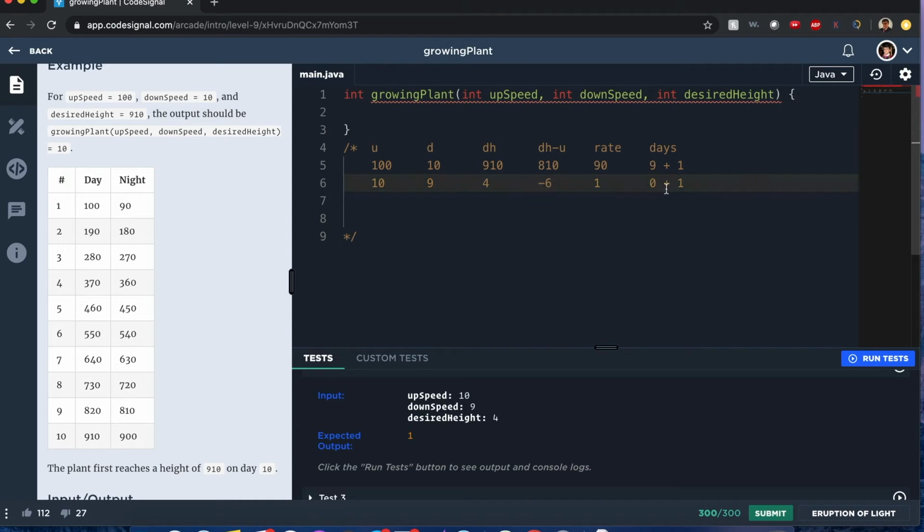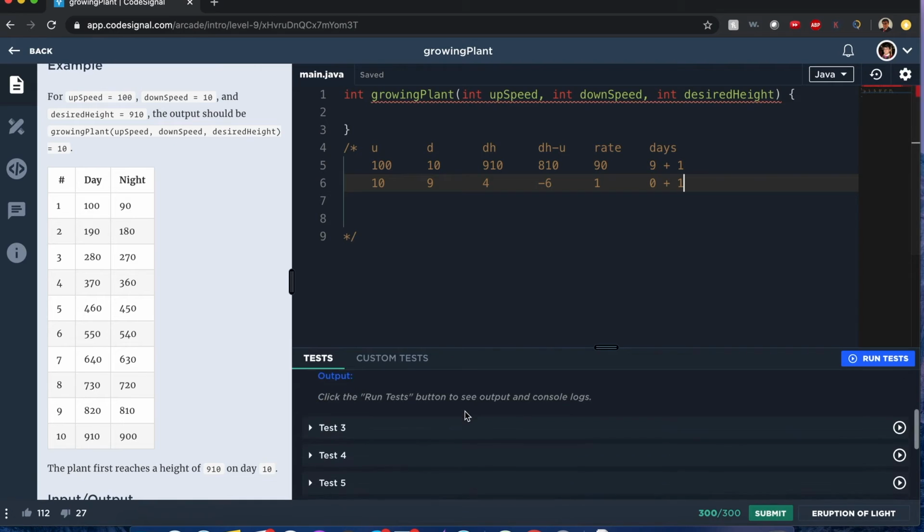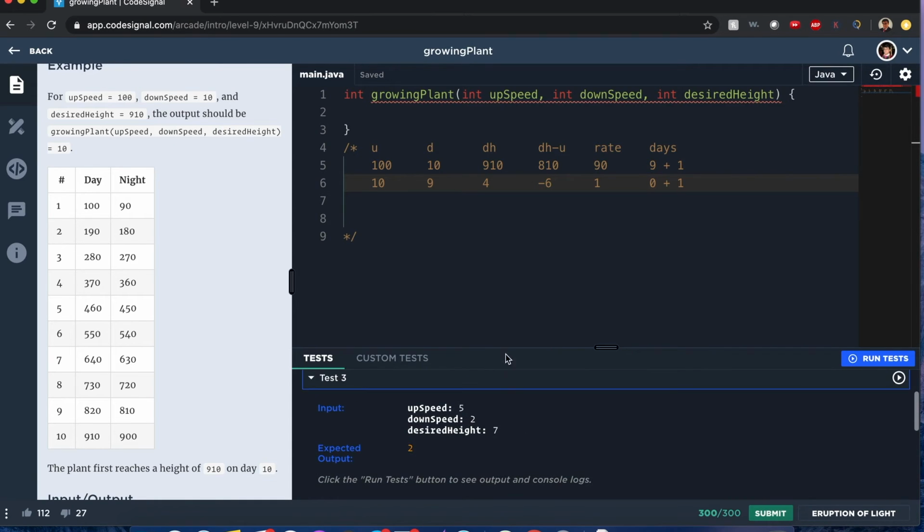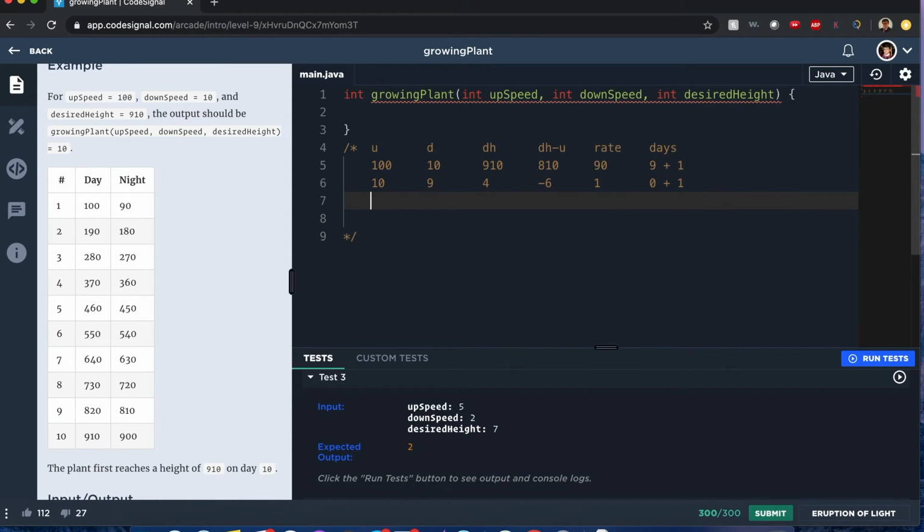So in that case, we just do 0 plus 1. So we know that at the very least, it has to be 0 days plus 1 day because it has to grow within that day. Let's see if we can find another example here. upSpeed 5 to 7. Let's try one more.